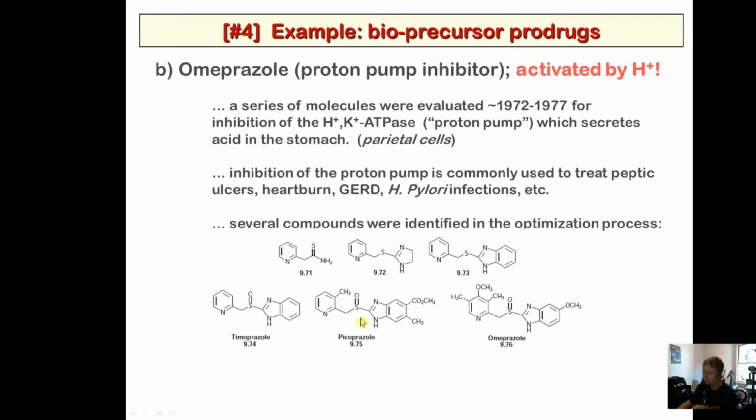And then adding a methyl group and maybe a couple things on the benzimidazole, that had kind of an effect also.